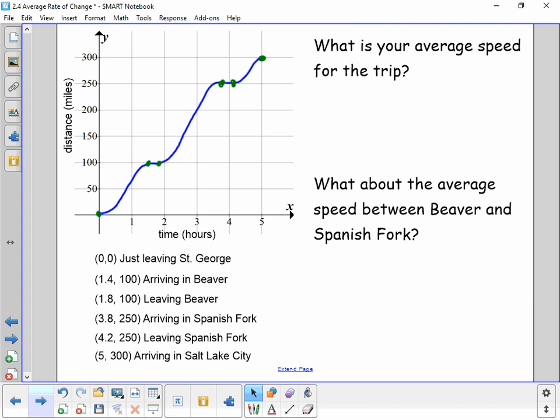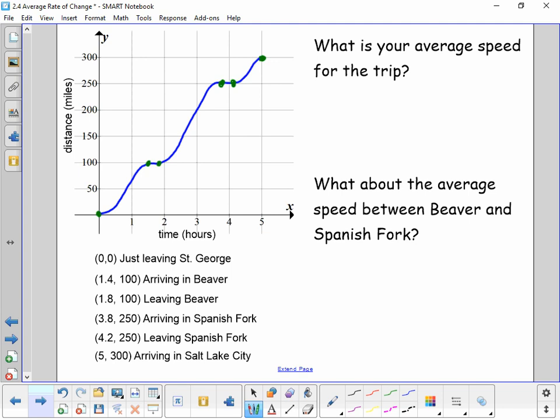Now, it's not just a straight line, you might have noticed. And hopefully you've been thinking about why the graph might have this shape, which is a little bit different than you might have thought it would look like. First of all, I'd like to think about what our average speed was for the trip. How fast were we traveling? How many miles per hour on average?